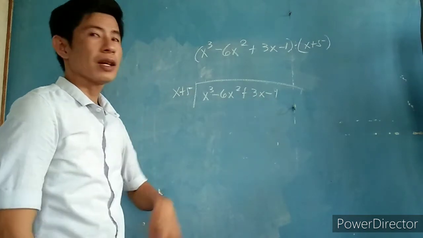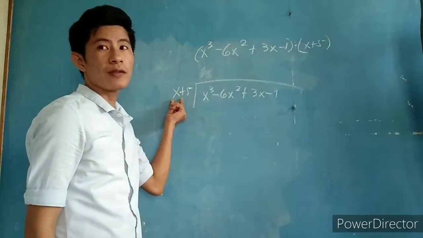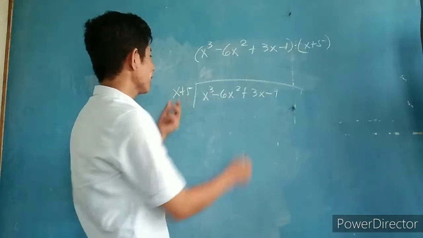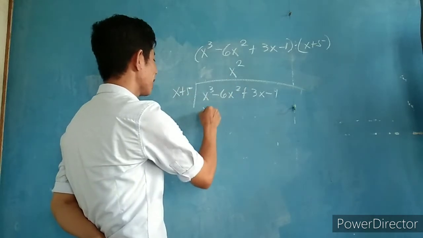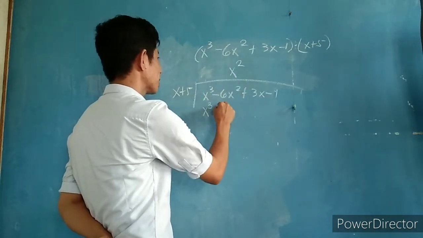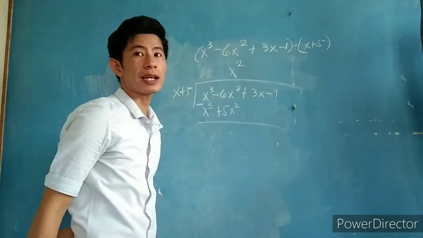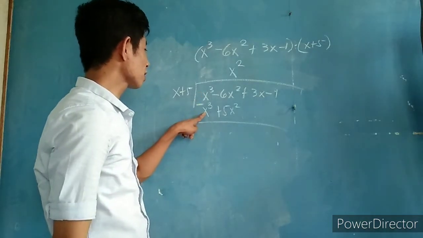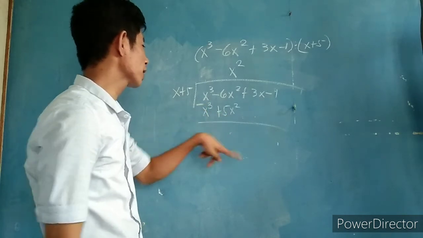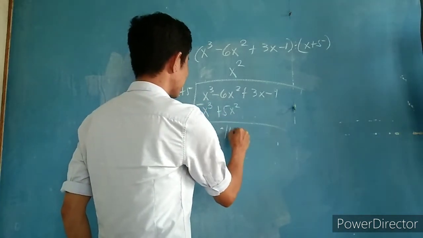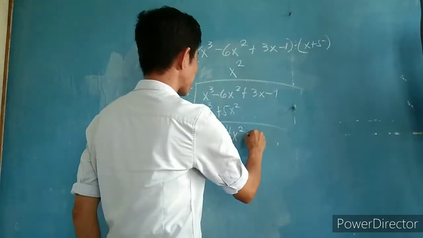Then, our next step is to divide the first term of our dividend by the first term of our divisor. So x cubed divided by x is x squared. Then multiply: x squared times x is x cubed. x squared times 5 is positive 5x squared. And then we will proceed to subtraction. x cubed minus x cubed is 0. Negative 6x squared minus 5x squared is negative 11x squared. After that, we need to bring down the next term, which is positive 3x.